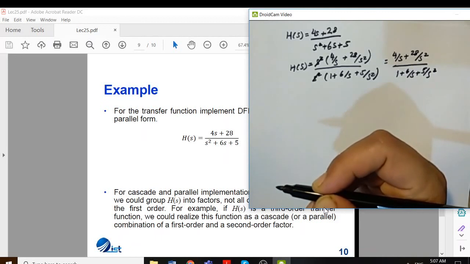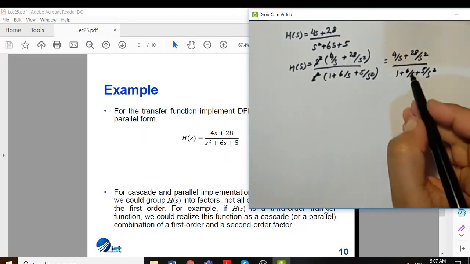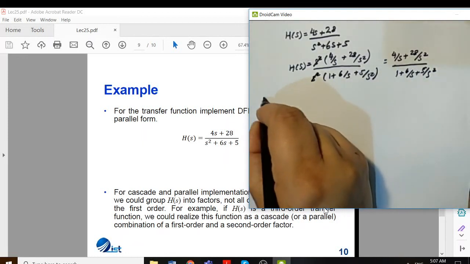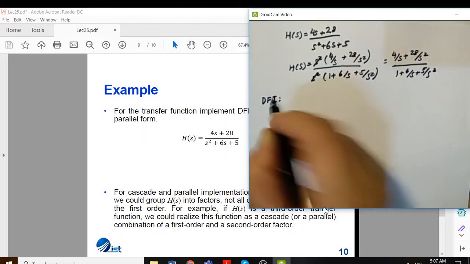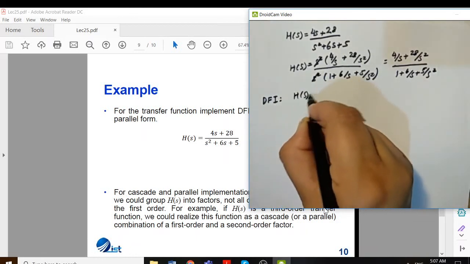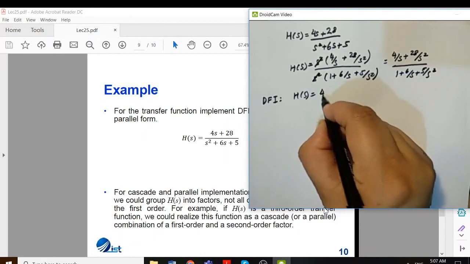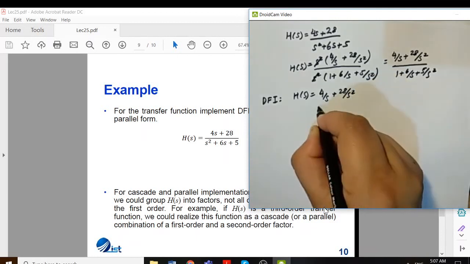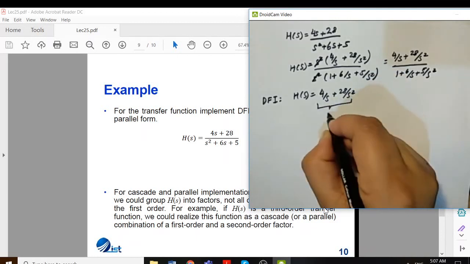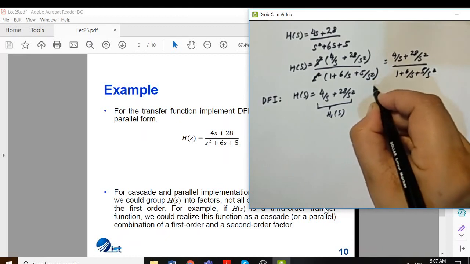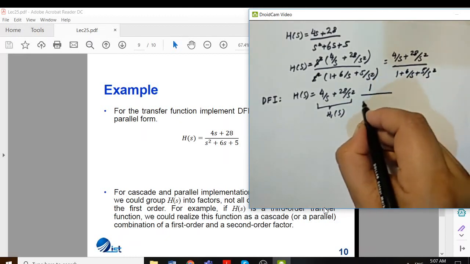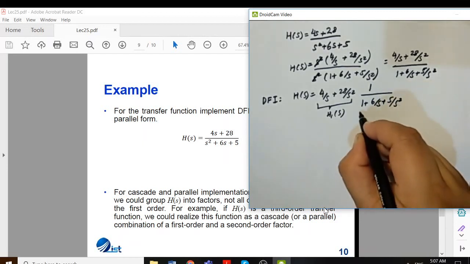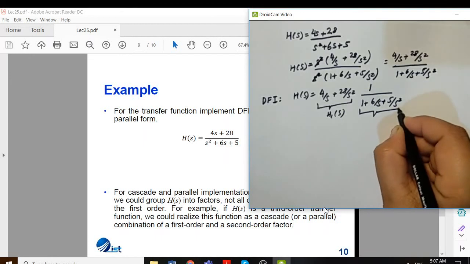In direct form 1, we implement the numerator, or H1(s), before this. So for DF1, our H(s) is (4/s + 28/s²), which is H1(s), times 1/(1 + 6/s + 5/s²), which is H2(s).